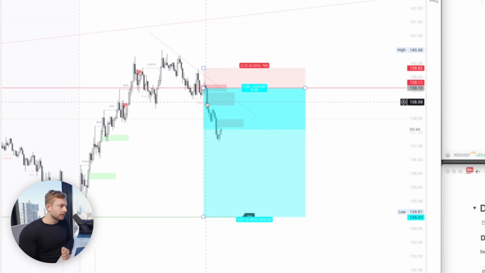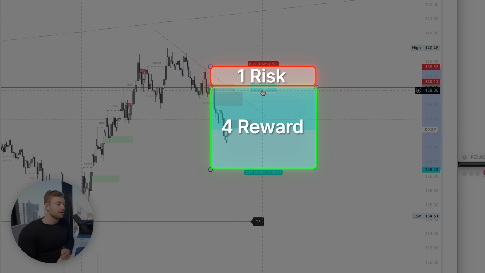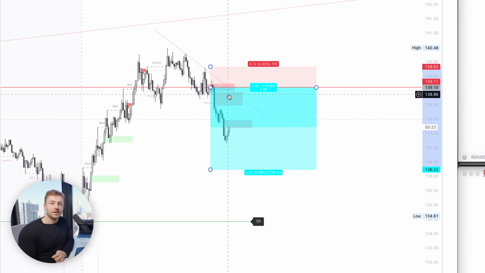Now we have a really clean break underneath this level. What I'm going to wait for is for me to achieve a 1 to 4 risk reward. And then once I get that, I'm basically going to walk my stop loss into profit, assuming that we continue to see a sell-off in this market movement.